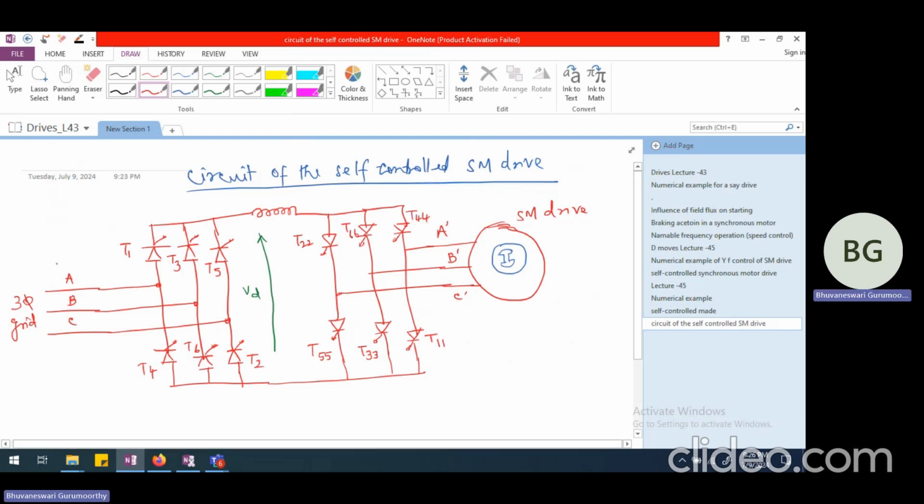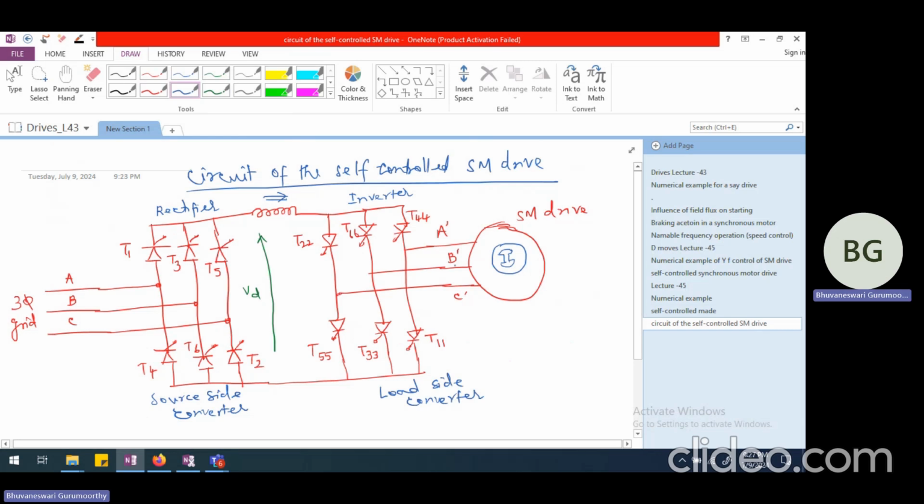Now, normally, this AC is going to be converted into DC. So this is going to be working as rectifier, and this is going to be working as an inverter when power is flowing in this direction. So we call this as the source side converter, and this is the load, because load here is your synchronous motor itself. So this is going to be load side converter.